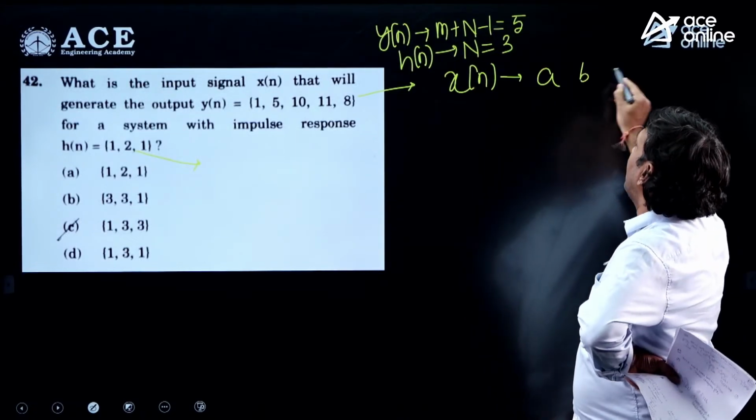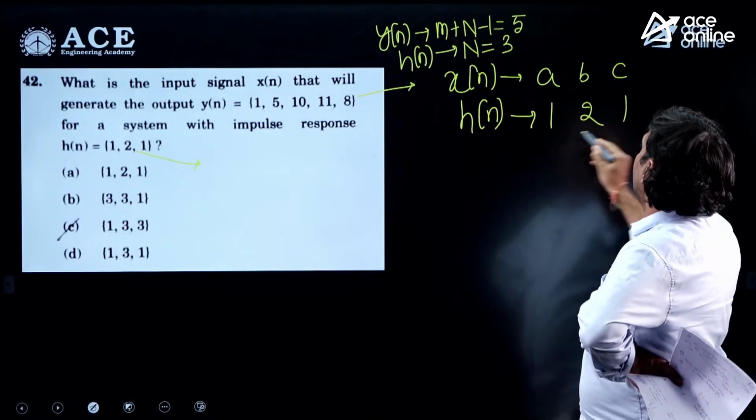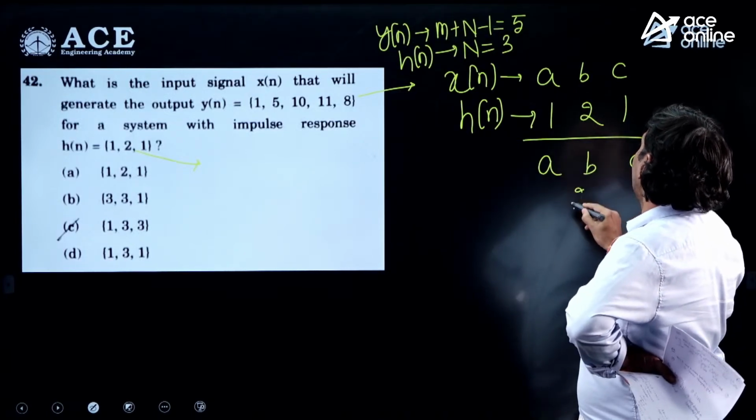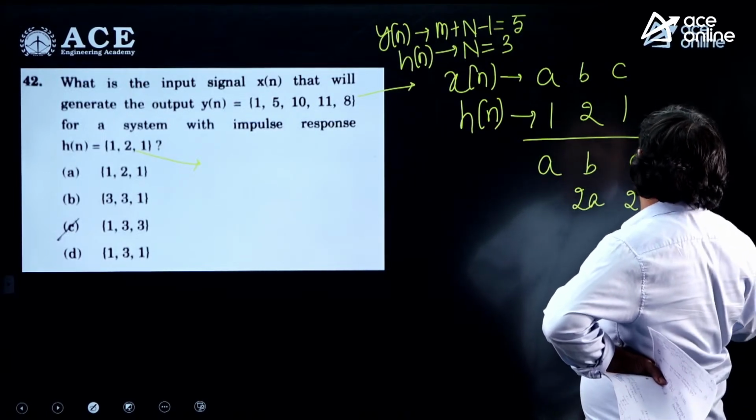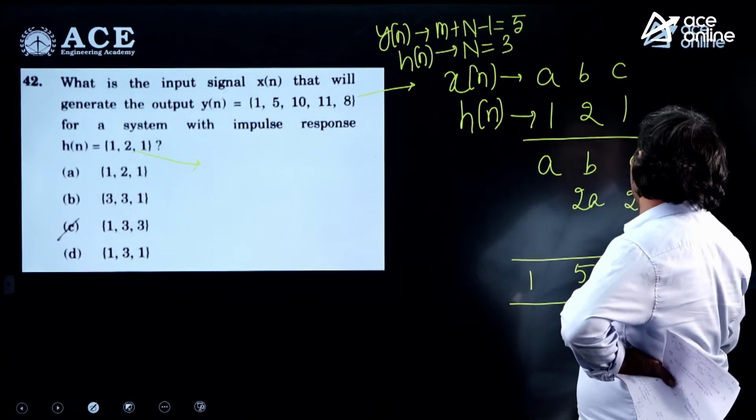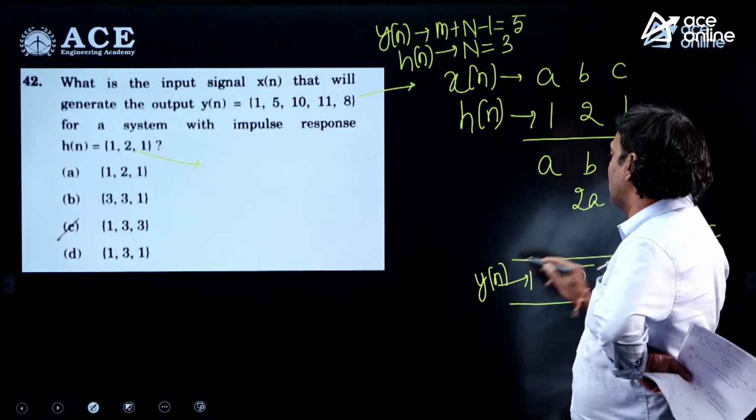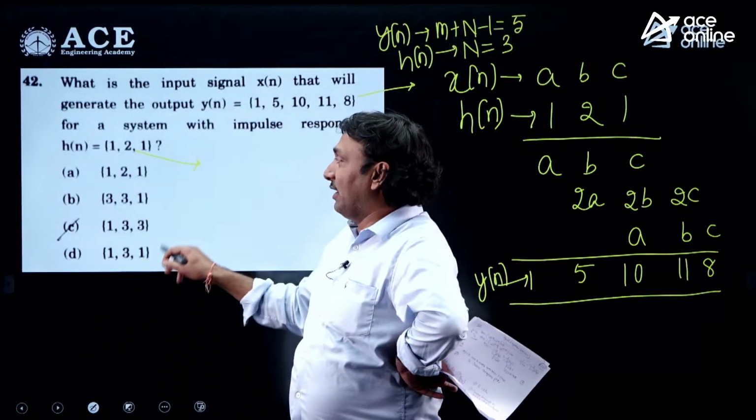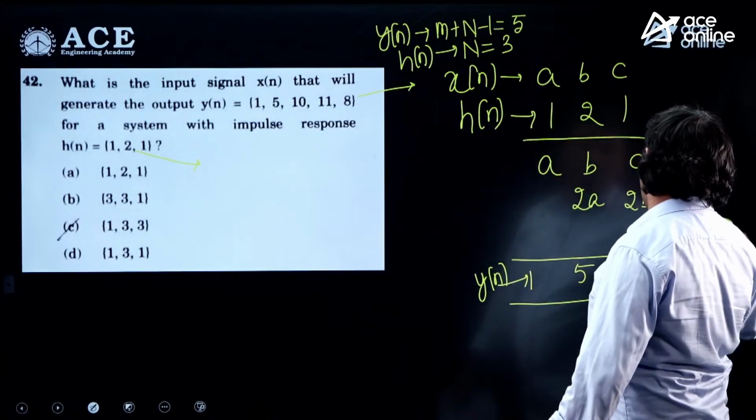So we have to assume the unknown samples like A, B, C. System data is given as 1, 2, 1. So take the product: A, B, C, 2A, 2B, 2C, then A, B, C. Just compare the output. What are the output numbers given? 1, 5, 10, 11, 8. All the given options are wrong. Because what is the last number? C equals 8. We got no option with that answer. So all the given options are wrong. By comparison, what is the last value we got?